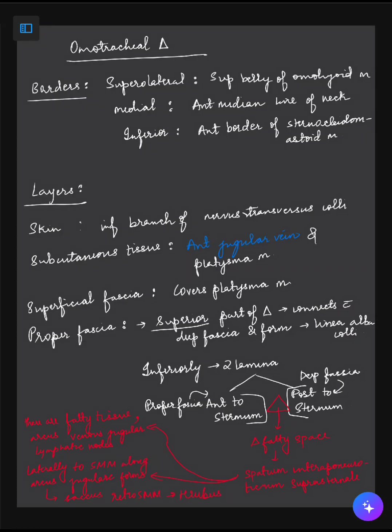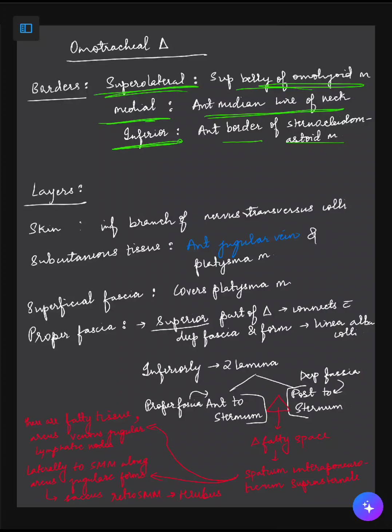Now, next is the omotracheal triangle. The borders are superior laterally, the superior belly of the omohyoid muscle, medially the anterior midline of the neck, and inferiorly the anterior border of the sternocleidomastoid muscle.